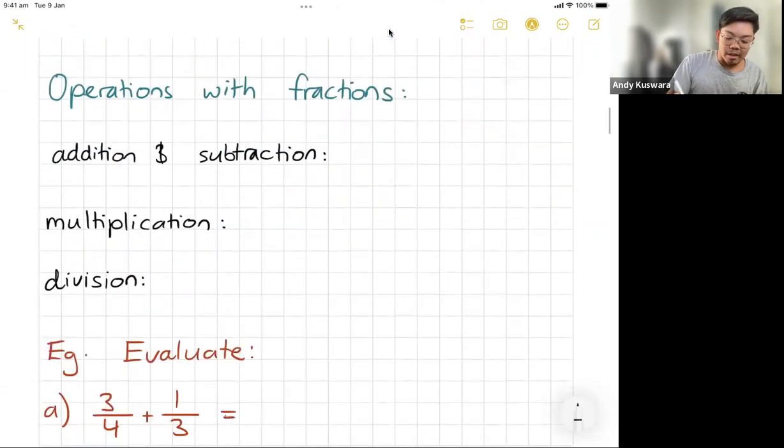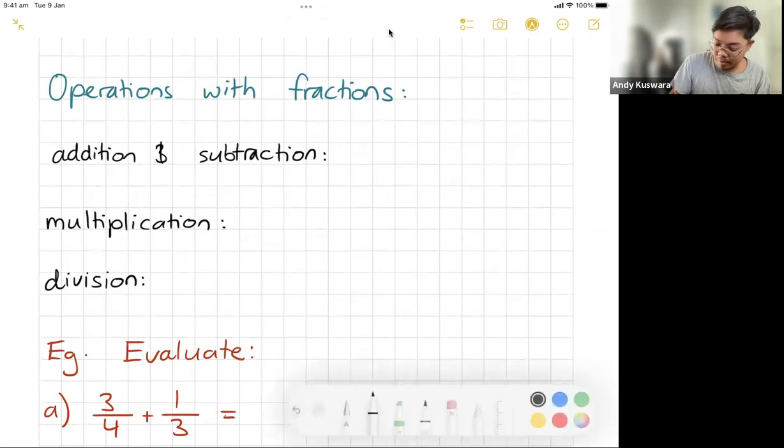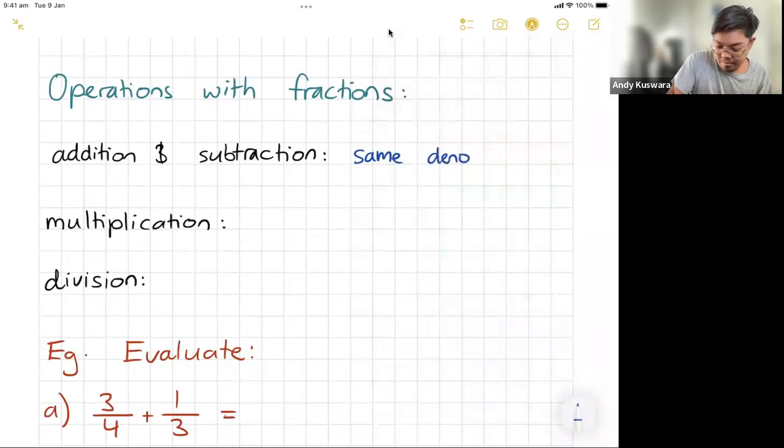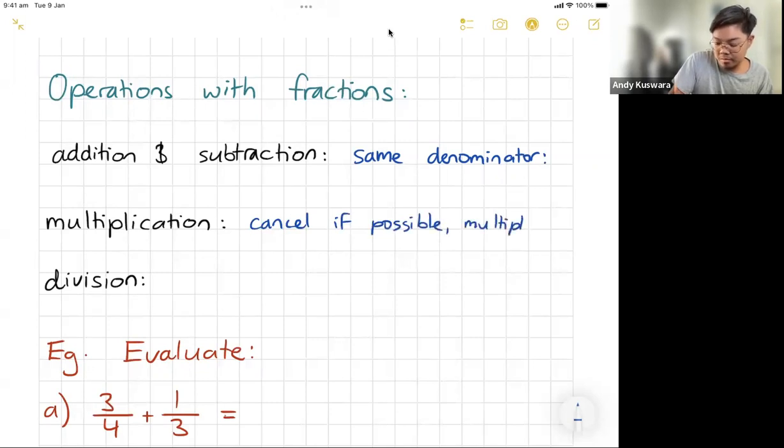All right, moving on. Now, operations with fractions, we've done a little bit on this in our algebra topic. So when you have addition and subtraction, just remember you need to have the same denominator. For multiplication, what you do is cancel if possible, or simplify if possible, and then multiply across. And for division, keep, flip, change, and then you multiply. Okay, let me show you.